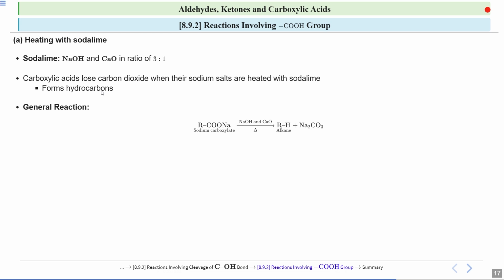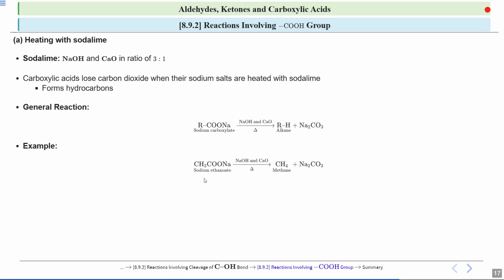If you look at this particular reaction, you have sodium carboxylate, RCOONa. When it reacts with soda lime, a mixture of NaOH and CaO, it produces an alkane and sodium carbonate, Na2CO3. If you look at this product, it is always one carbon short. Compare this sodium carboxylate and this alkane: the alkane is one carbon short.